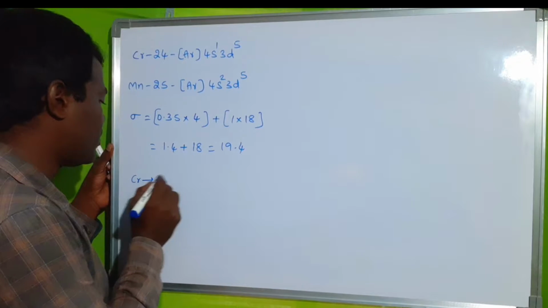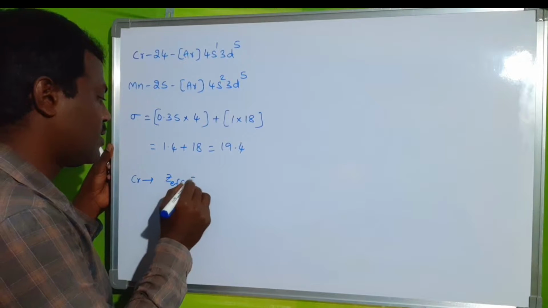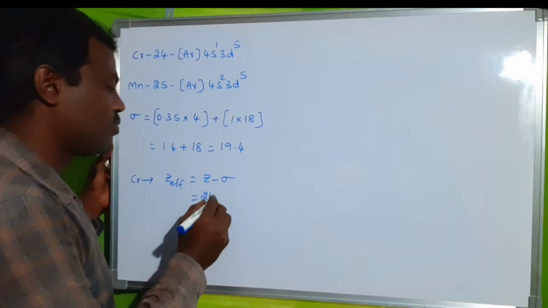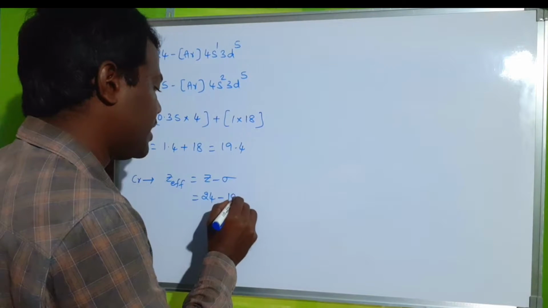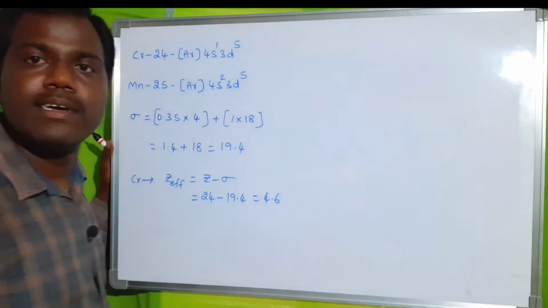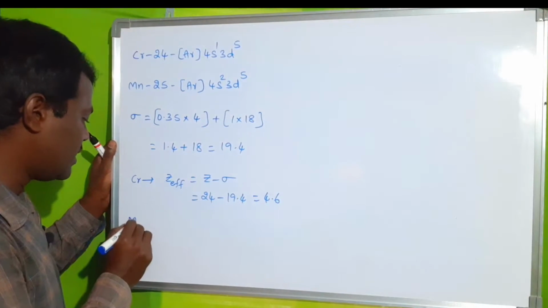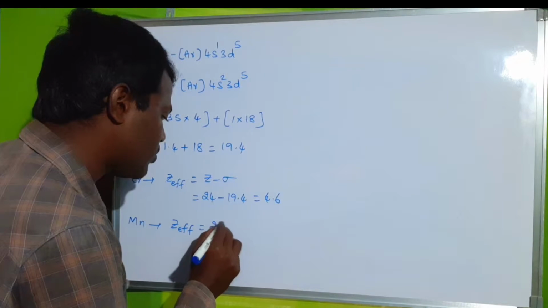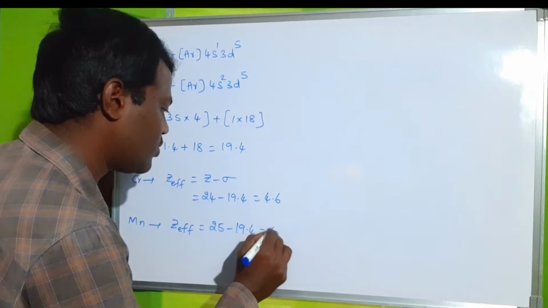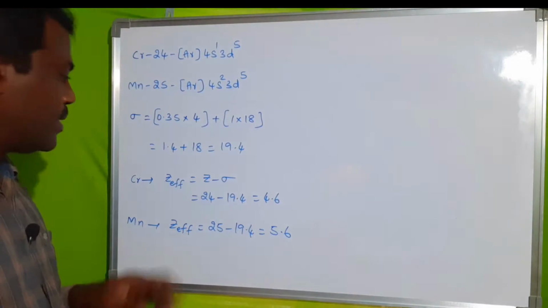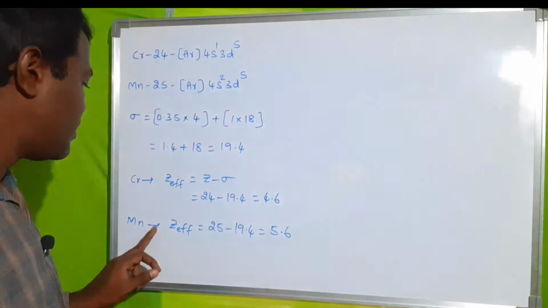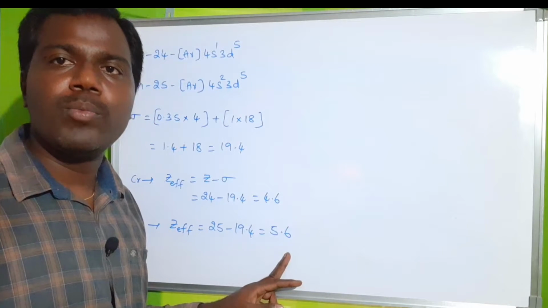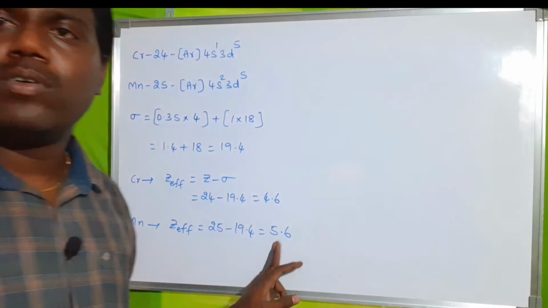Let us find the Z effective value. For chromium, Z effective is equal to Z minus sigma. So for chromium, atomic number is 24 minus sigma value 19.4, which is equal to 4.6. For manganese, Z effective is 25 minus 19.4, which is equal to 5.6. So Z effective of chromium is 4.6, for manganese it is 5.6. Therefore, Z effective values are not the same for chromium and manganese. This statement is also wrong.